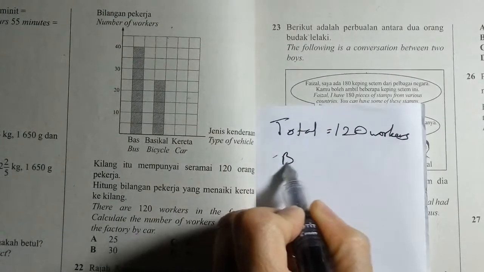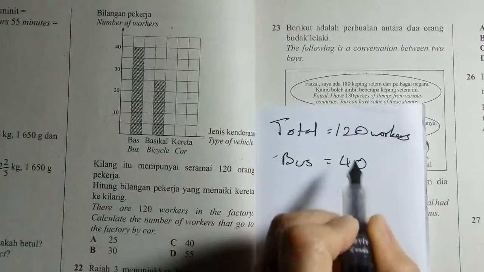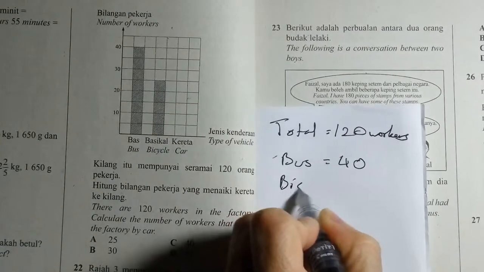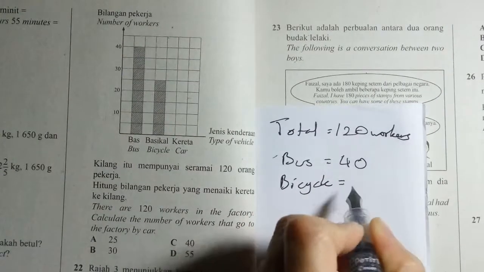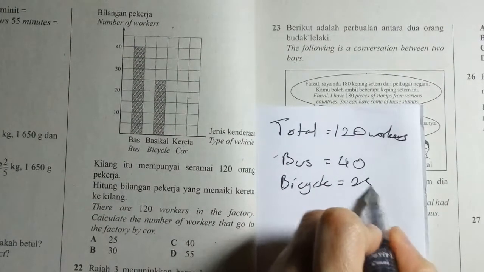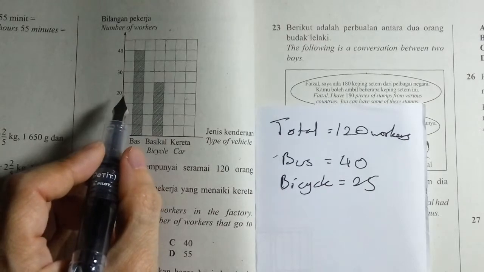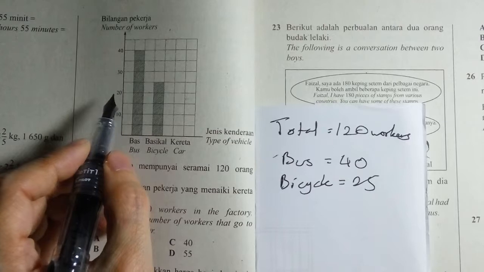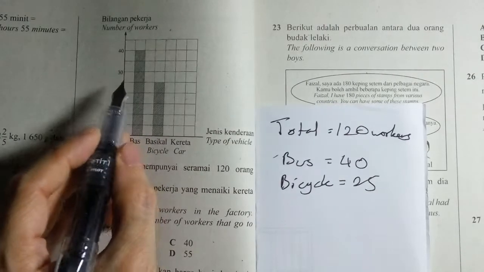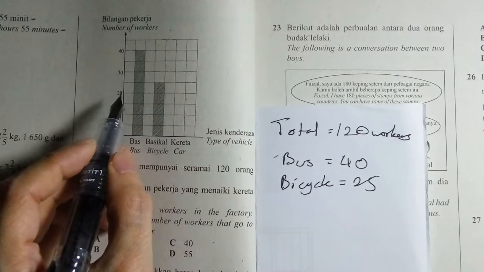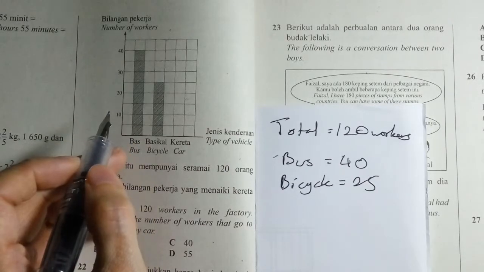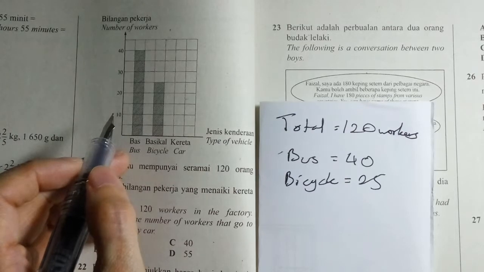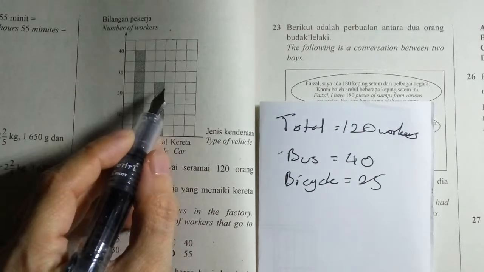Now by bus, we have 40 workers. By bicycle, we have 25. How do you know that? You see, 20 and then 2 boxes becomes 30. So the difference between 30 and 20 is 10, right? And if I divide it by 2 boxes, because I only want to know the value of 1 box, then it will be 10 divided by 2, which is 5. Okay, so 20 plus 5, 25.